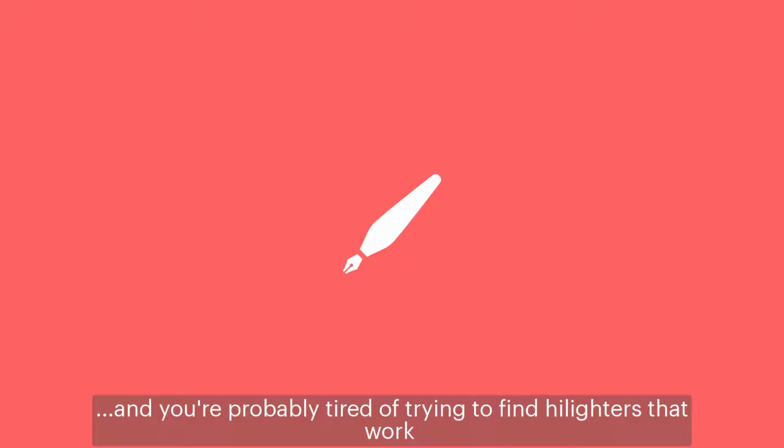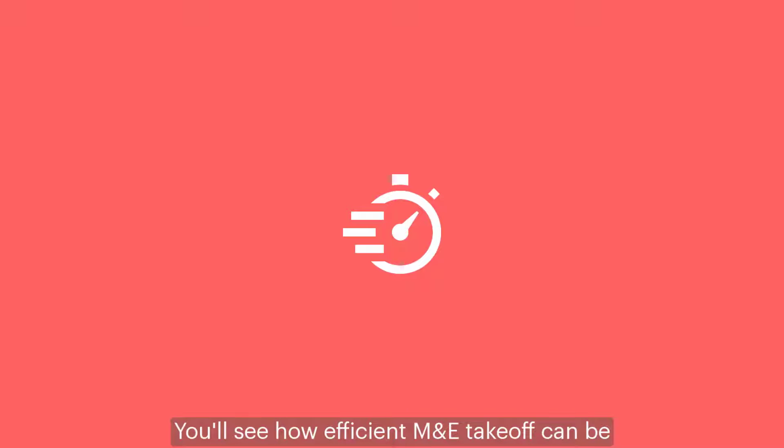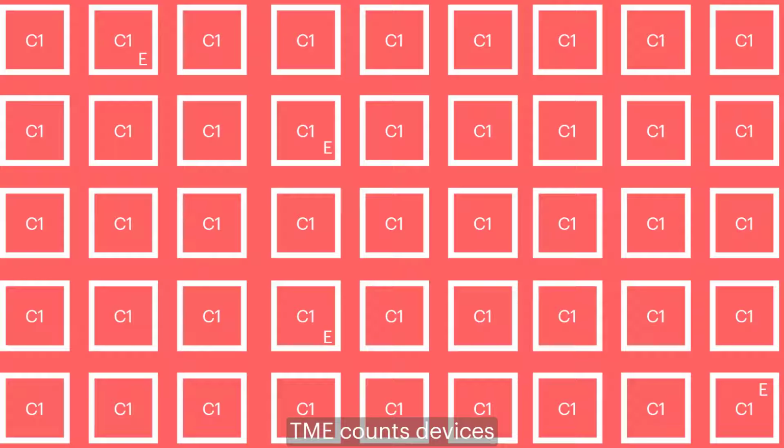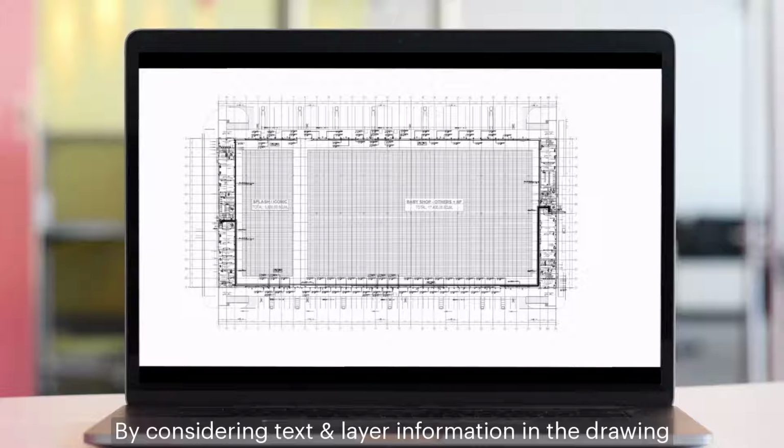Today we're looking at electrical, but you know that because you're here, and you're probably tired of trying to find highlighters that work. In the next few minutes, you'll see how efficient M&E takeoff can be. TME counts devices, quickly, really quickly, and intelligently by considering text and layer information in the drawing.